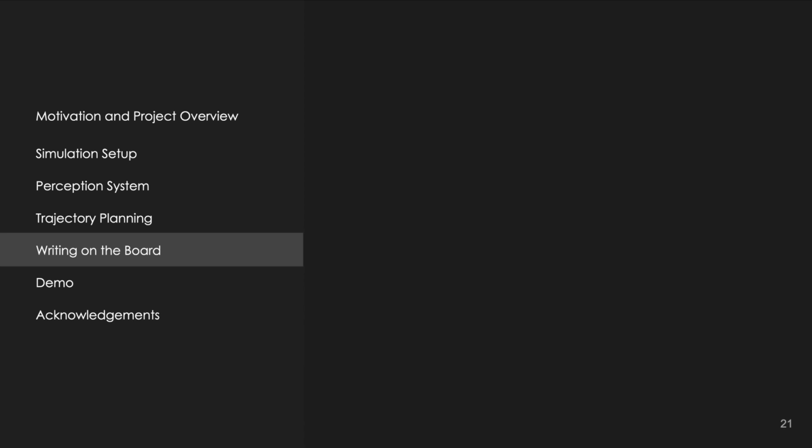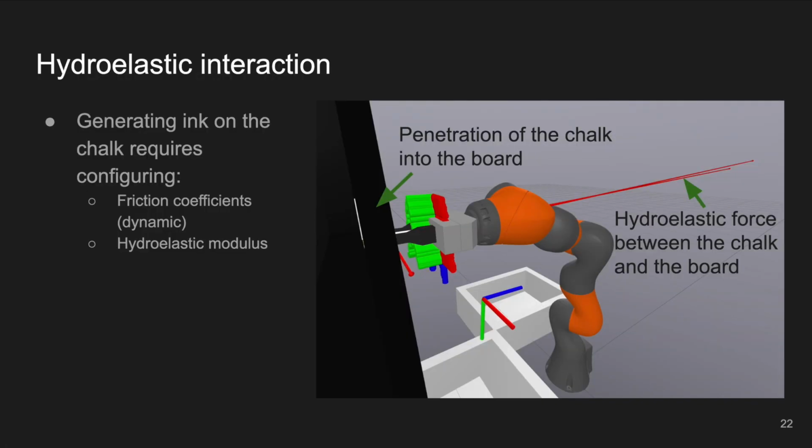Finally, we will explain the details of the writing system. In order to produce ink on the board resulting from the interaction between the chalk and the board, we use hydroelastic force. The board has compliant hydroelastic, while the chalk has rigid hydroelastic properties set in their SDF files. We use the appropriate mu dynamic for writing and mu static for making sure the chalk remains in the gripper.